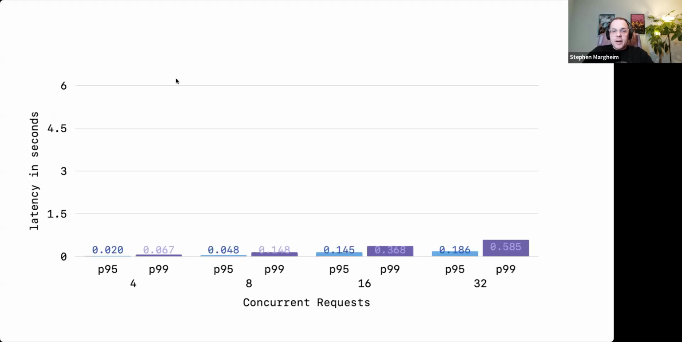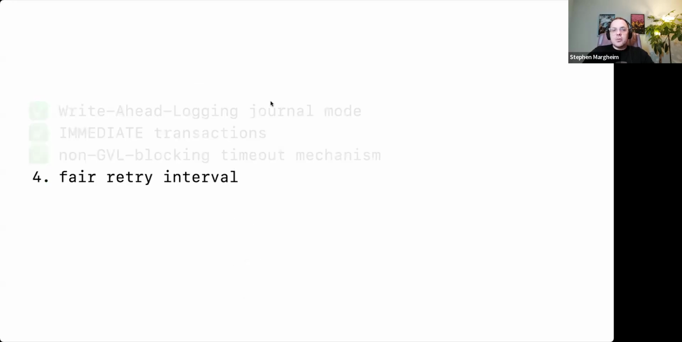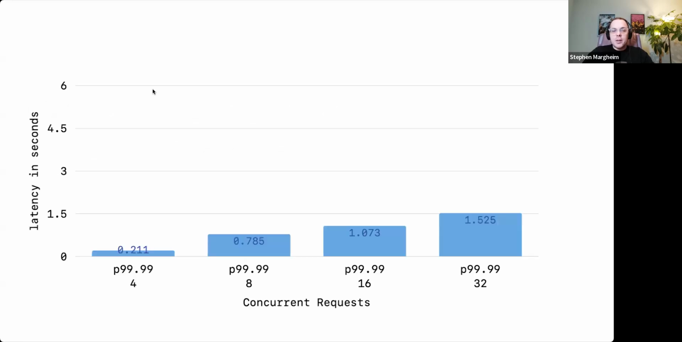But if we look back at this, we see it is starting to creep up again. And this is where we get to the importance of a fair retry interval. We can see this more clearly if we focus in on the P99.99, so like the very worst requests in our benchmark. We see again this sort of linear increase in latency. So our slowest queries under increasing concurrent load are growing. We have a growth curve and we want to flatten it. So in order to flatten it, we need to understand why this is happening.